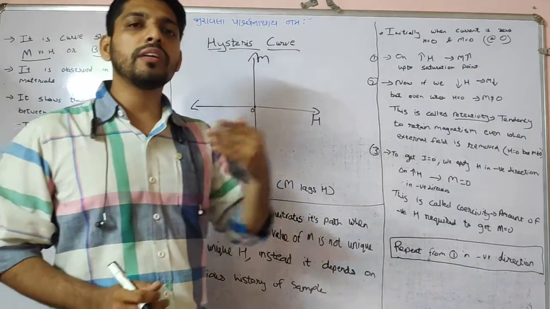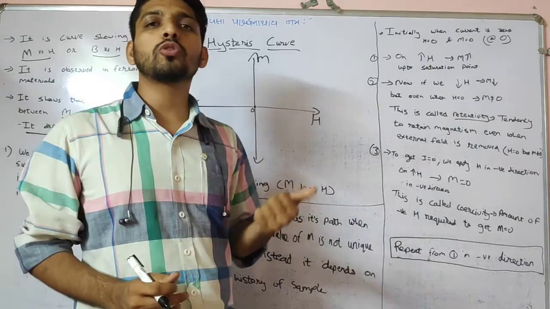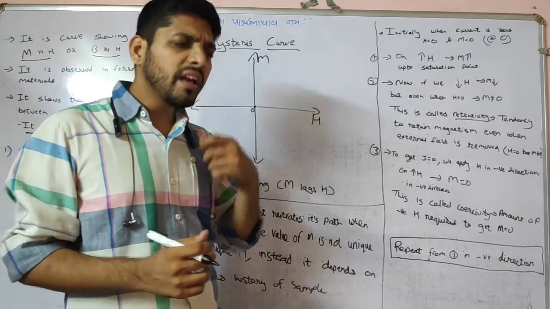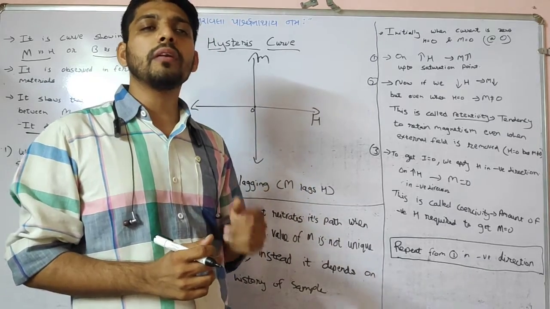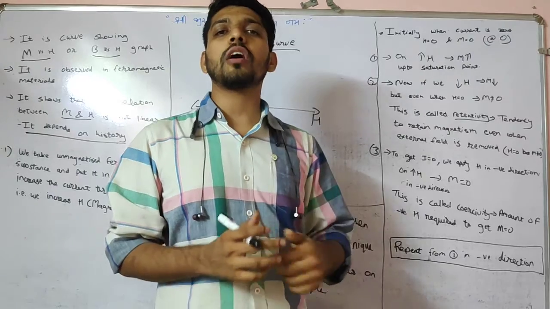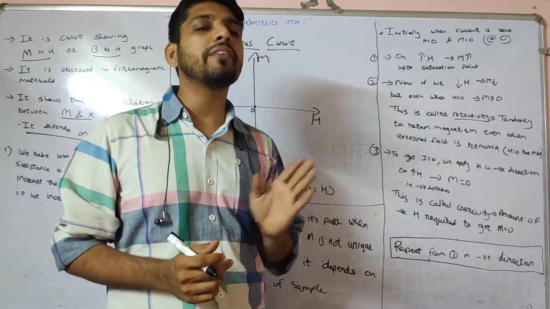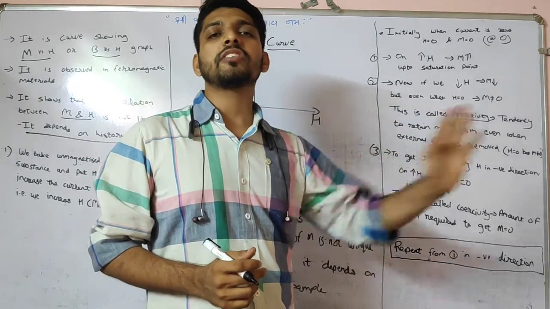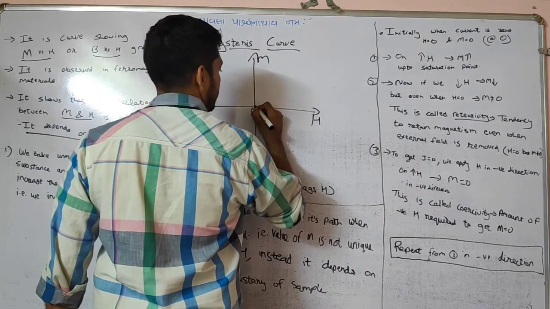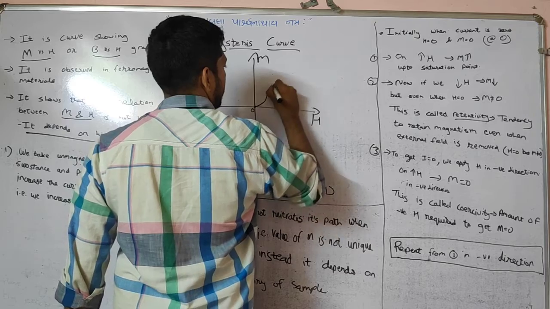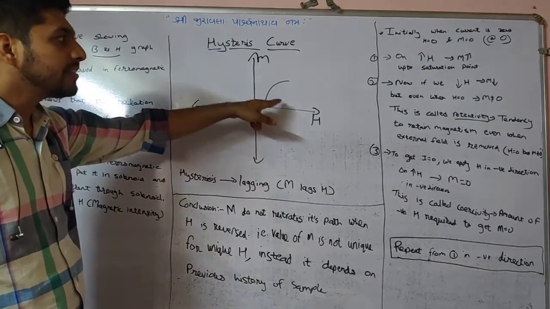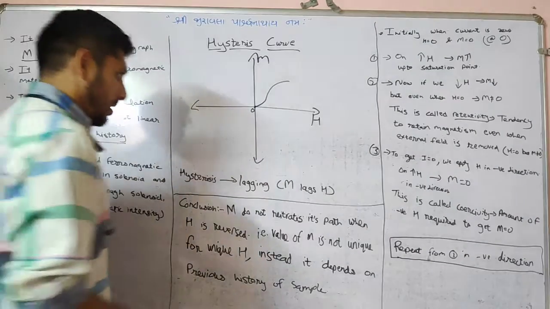Now if we pass the current through the solenoid, it will start acting as a magnet. And if that acts as a magnet, what will happen? The ferromagnetic material inside the solenoid will also start to behave as a magnet, because the domains will align themselves in the direction of the magnetic field. So as we increase H, we'll observe that M also increases.